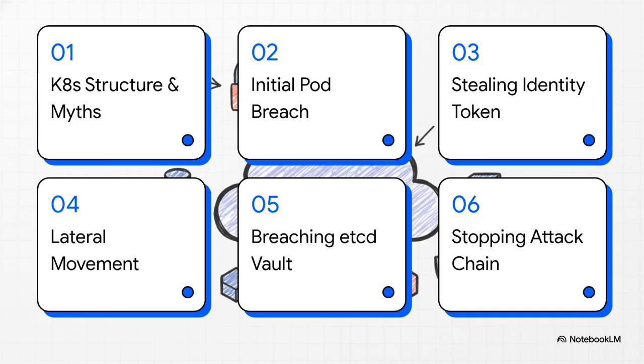So, here's our heist blueprint for today's Explainer. We'll start with Kubernetes structure and myths, then look at the initial pod breach, stealing the identity token, lateral movement and takeover, breaching the etcd vault, and finally, how to actually stop this attack chain in its tracks.